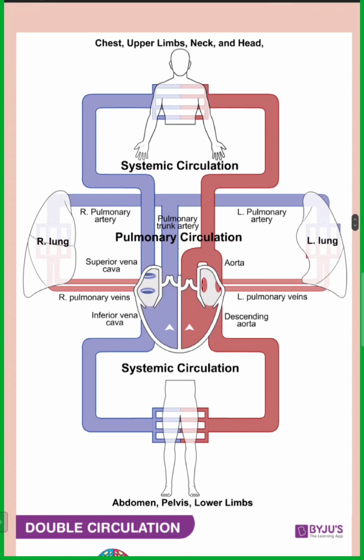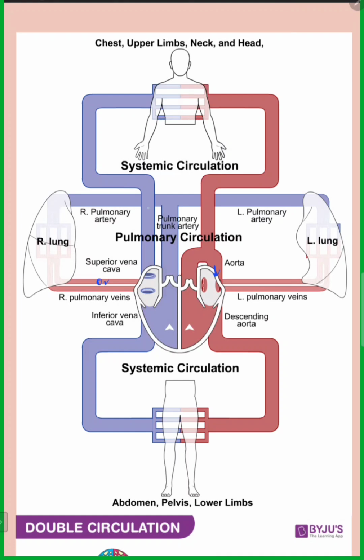You can see in this figure, let's say there is an oxygen molecule. The oxygen molecule that is carried from the lung first enters into the pulmonary veins and enters into the left atrium. Then after that, it enters into the left ventricle, and from the left ventricle it enters into the aorta.